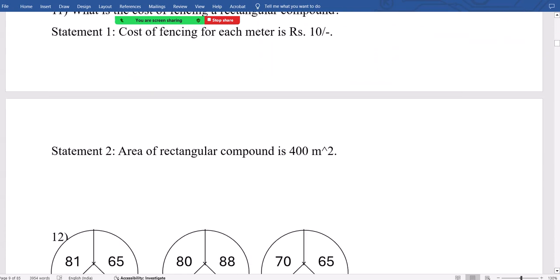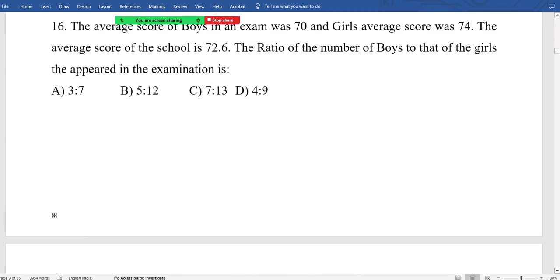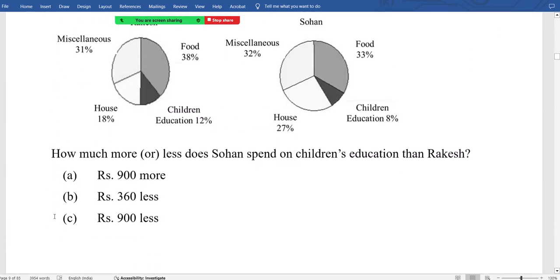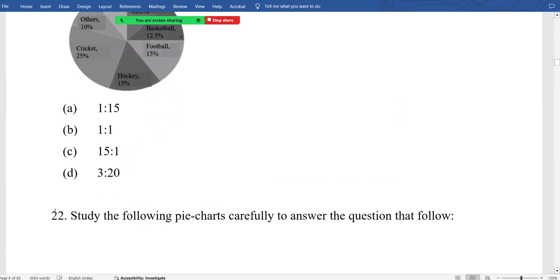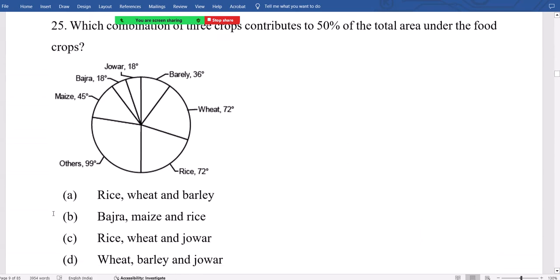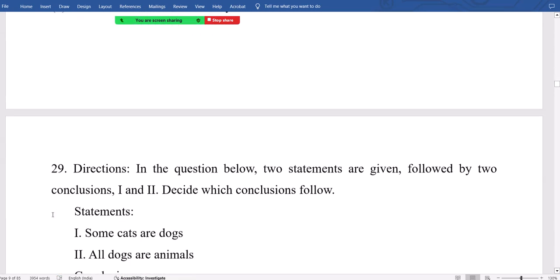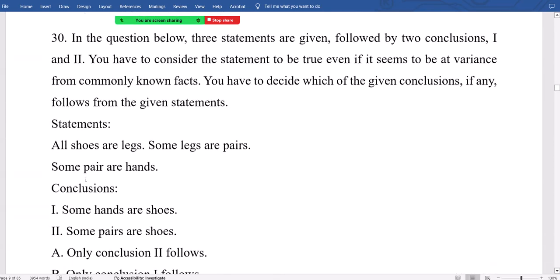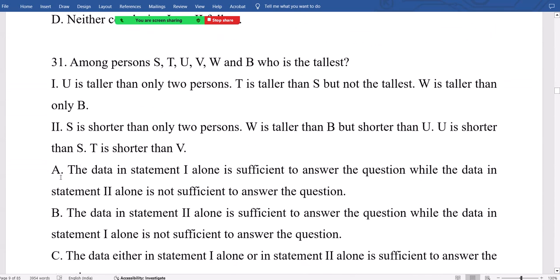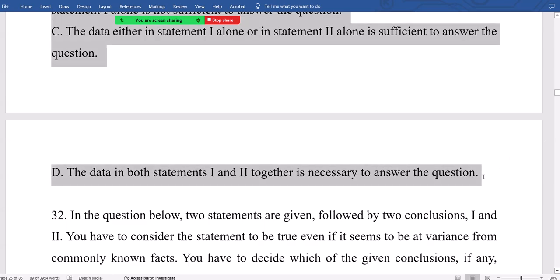You have to find the cost of a rectangular pyramid. Which data is required to answer that? Data sufficiency options will be like this. These are the different types of questions. Pie charts are important. We kept pie chart related questions more for your practice. Statements and conclusions they are asking, so we kept those questions as well. This is data sufficiency, whether it is TCS, Accenture, or Infosys, they are all asking this set of questions.